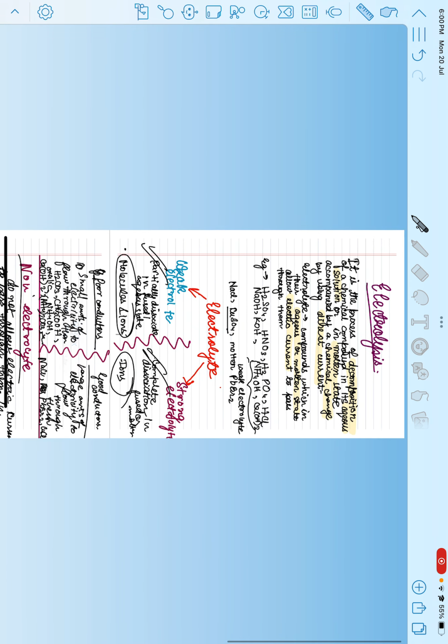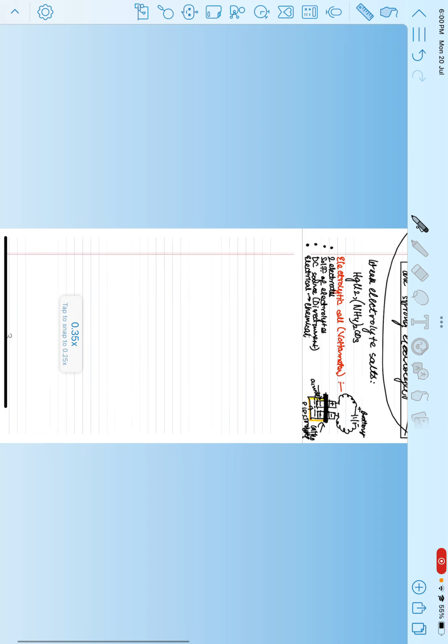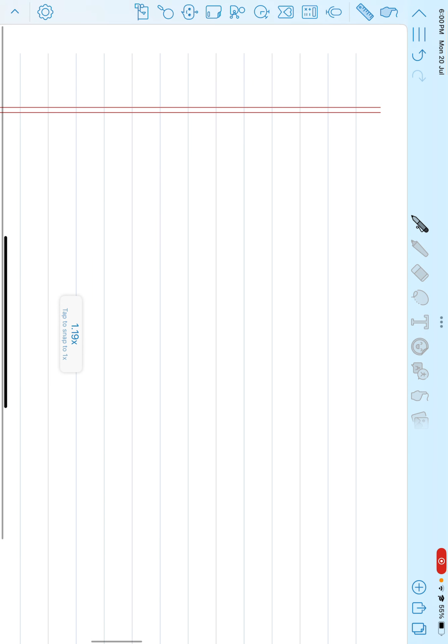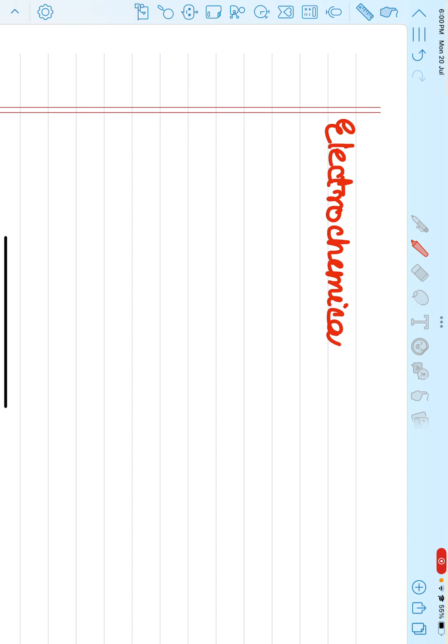So far we have made these notes, very important. These are the basics. Now let me quickly show you what an electrochemical cell is. Electrochemical cell, simply, it's a device that's used to convert chemical energy.